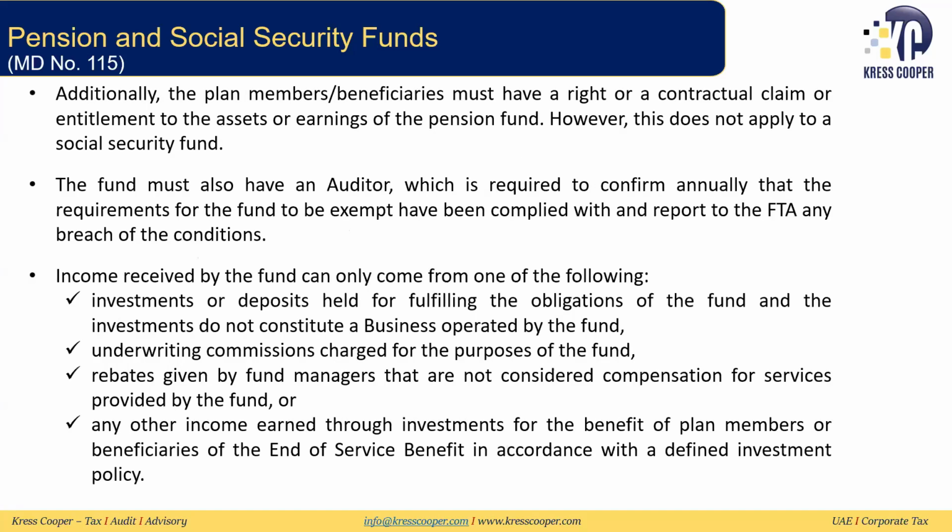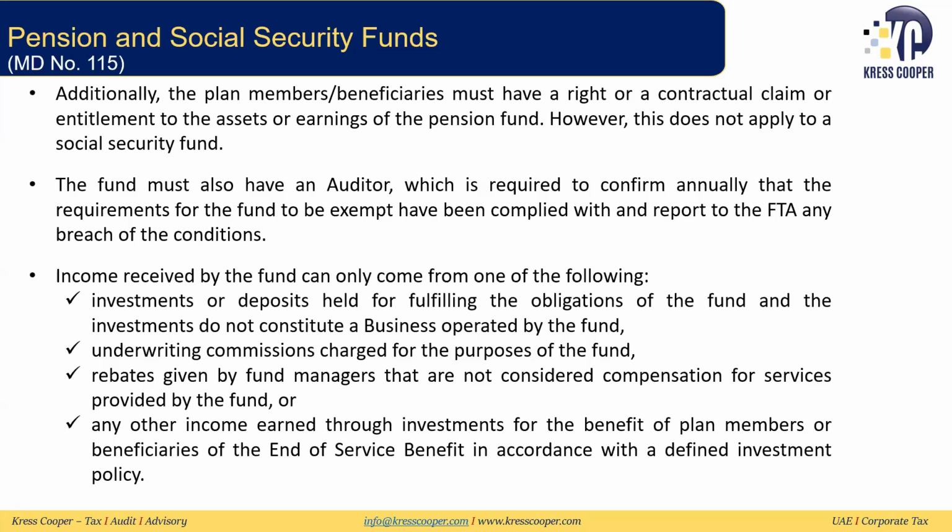Now, additionally to those conditions, the plan members or beneficiaries must also have a right or a contractual claim or entitlement to the assets or earnings of the pension fund. This is only for the pension fund, but this does not apply for the Social Security Fund. Then the fund must also have an auditor, and that auditor is required to confirm annually that the requirements of the fund to be exempt have been complied with, and they have to report to FTA if there's any breach of conditions. So these are extra conditions for the private pension and social security fund.